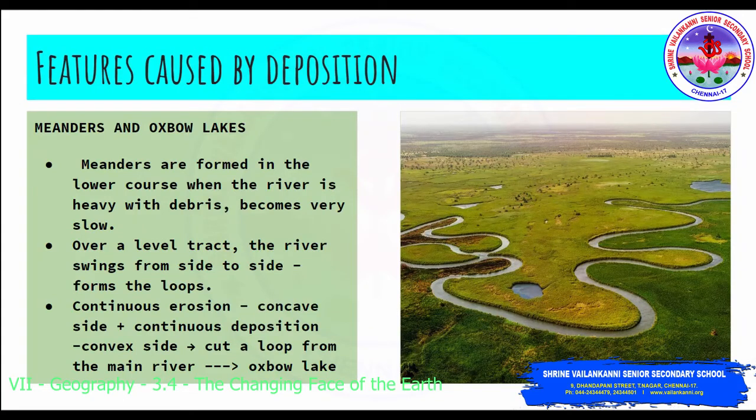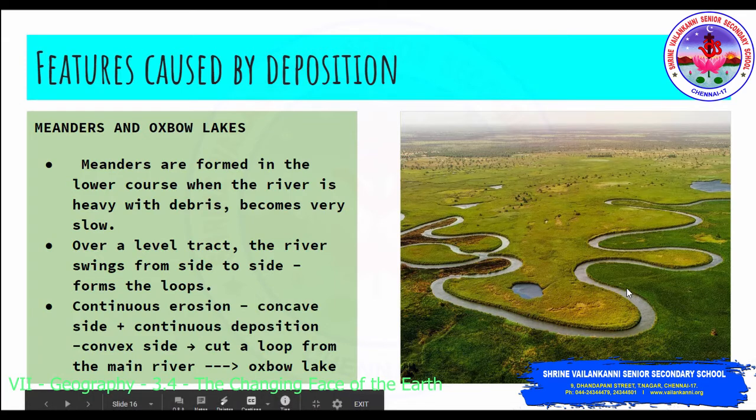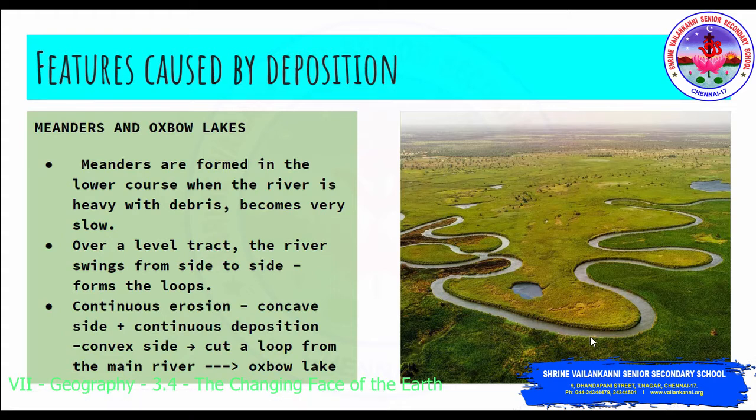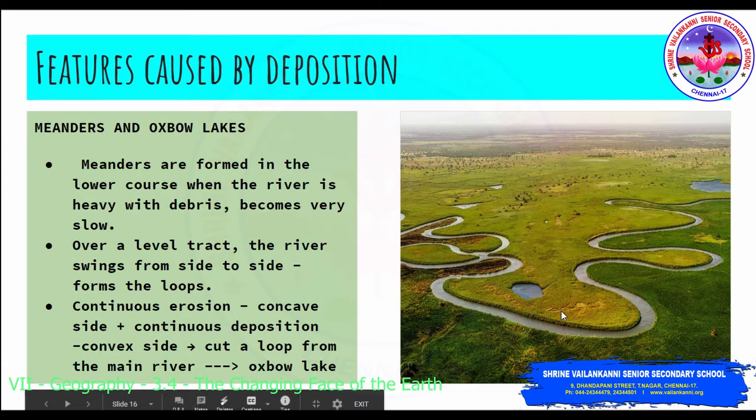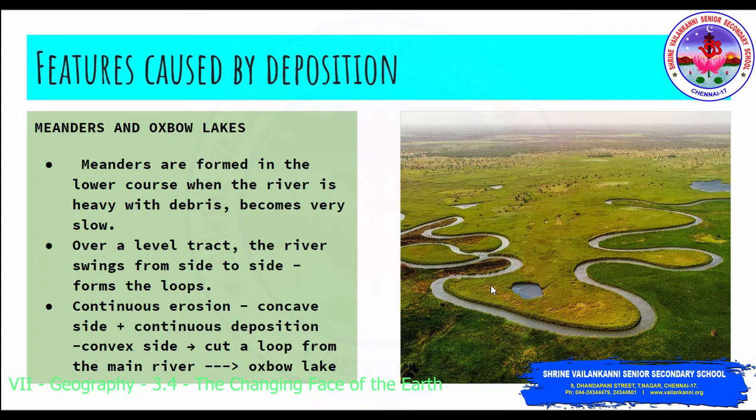Features caused by deposition. In the previous chapter itself we saw about the meanders, that is the big loops. Here also the meanders are formed in the lower course when the rivers are loaded with sediments, that is the debris, that is the alluvium, and it becomes very slow. So the river swings from side to side and it flows over a level tract forming winding sections or loops. So here you can see the big loops, that is the meanders.